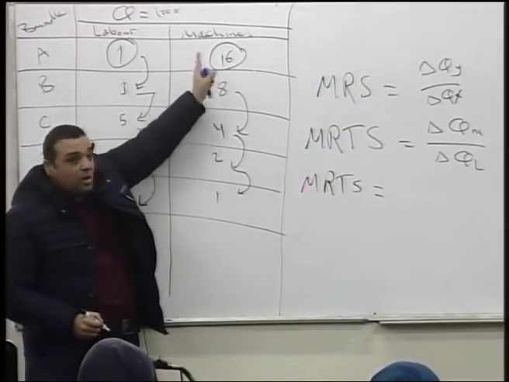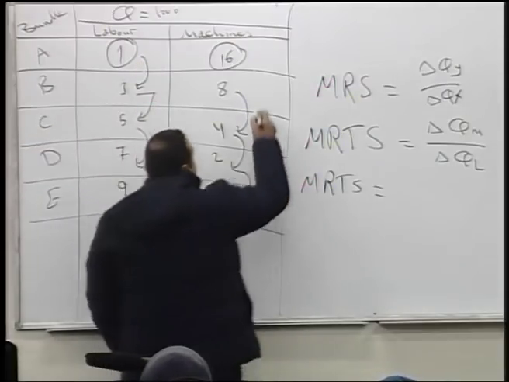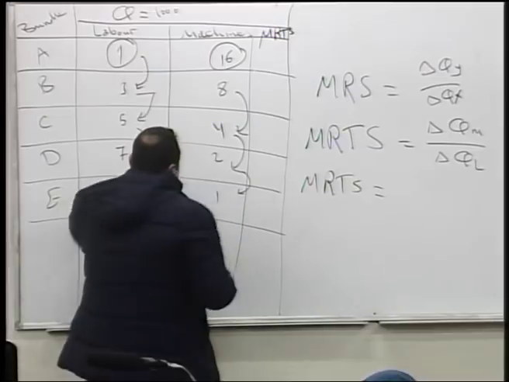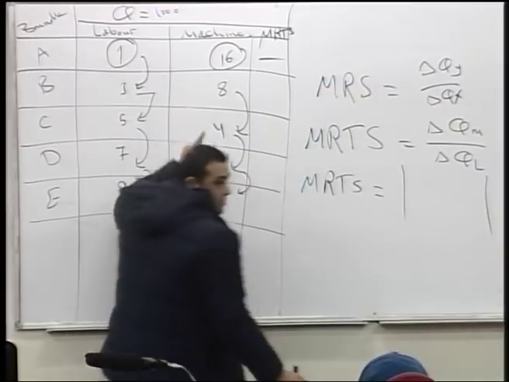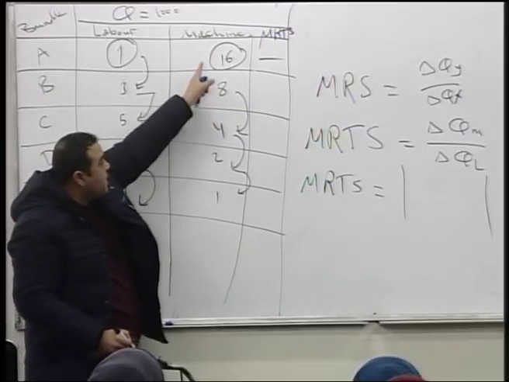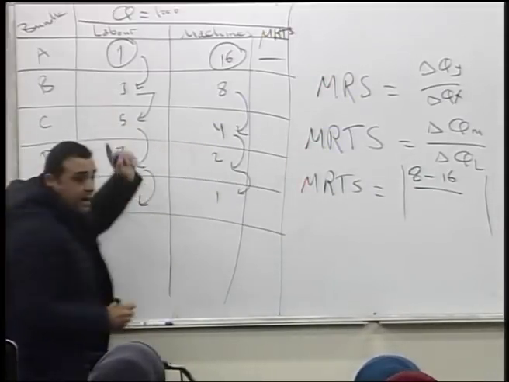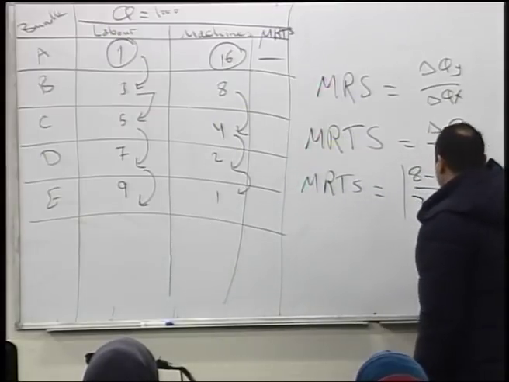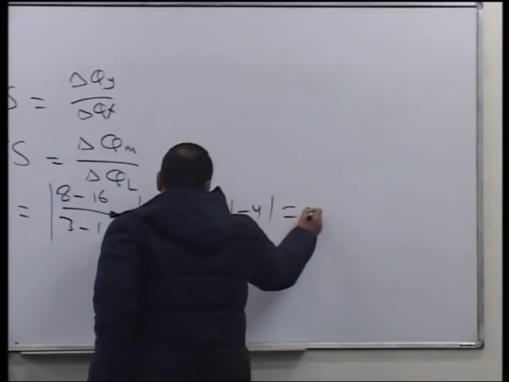So to calculate the marginal rate of technical substitution, MRTS, for the first case, which equals 8 minus 16 over 3 minus 1. We're talking about the absolute value. 8 minus 16 over 3 minus 1 in the absolute value equals how much? Minus 8 over 2 equals minus 4. The absolute value equals 4.